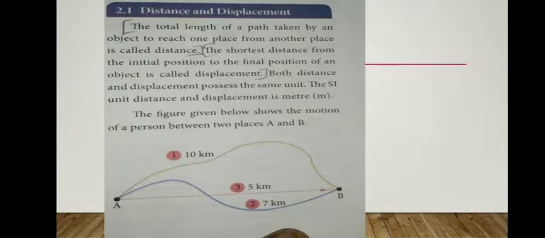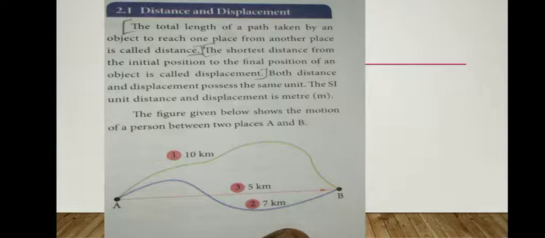Now we enter into the part: what are distance and displacement? One picture is given here, with points A and B. The first line, mentioned in green, travels 10 kilometers to reach from A to B. The second one, in blue, going from A to B, is 7 kilometers. The third route is 5 kilometers.